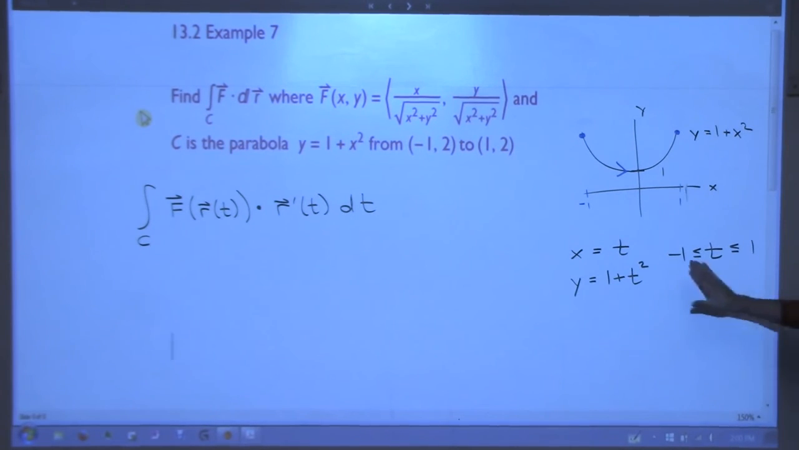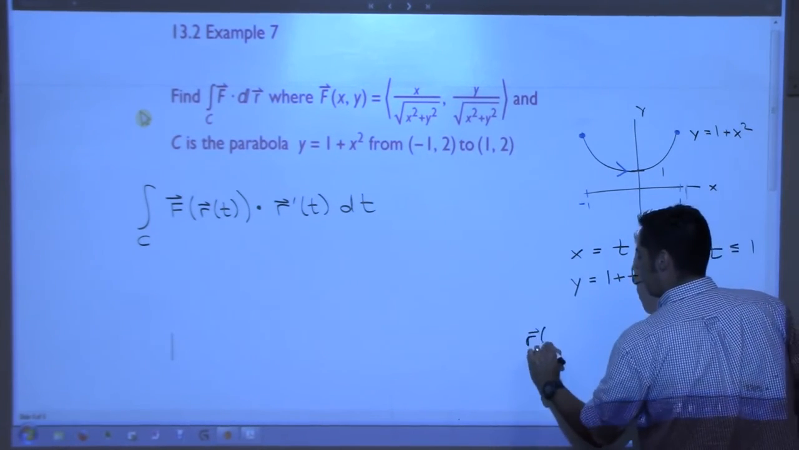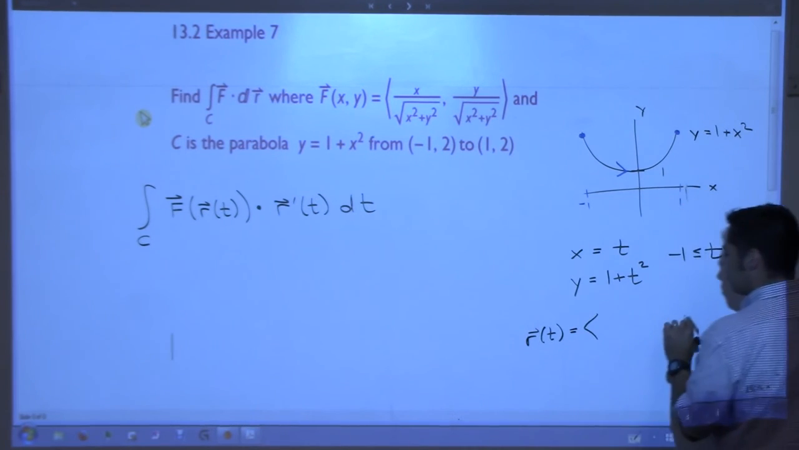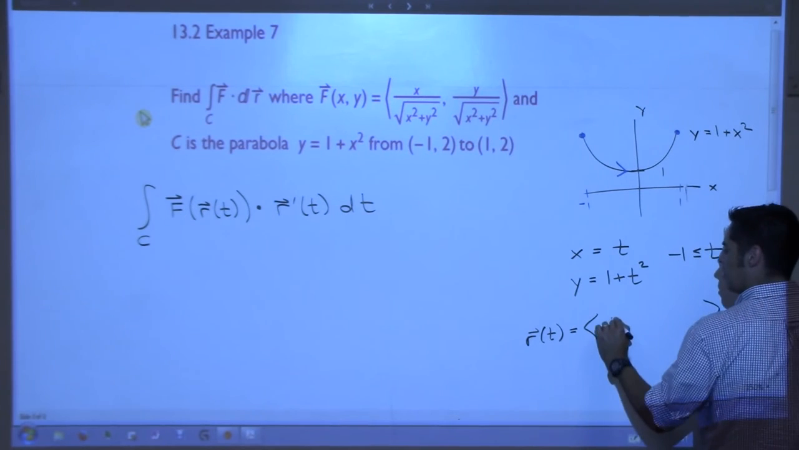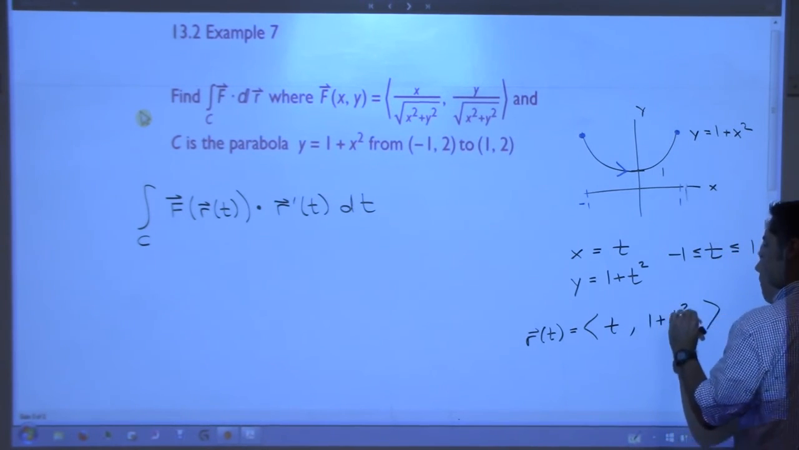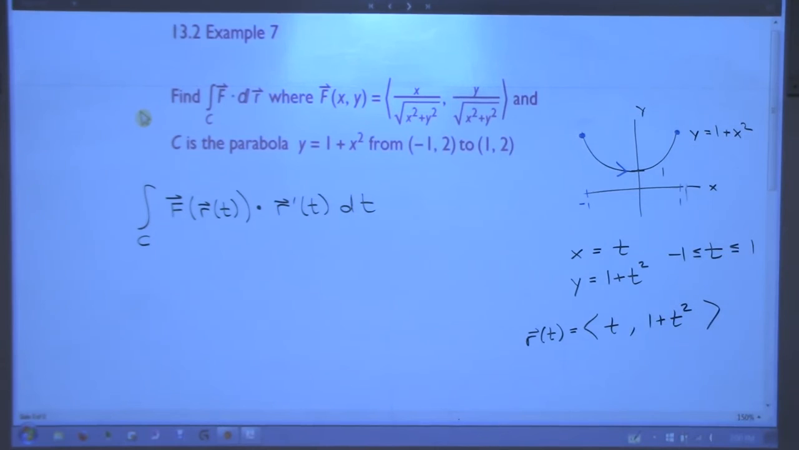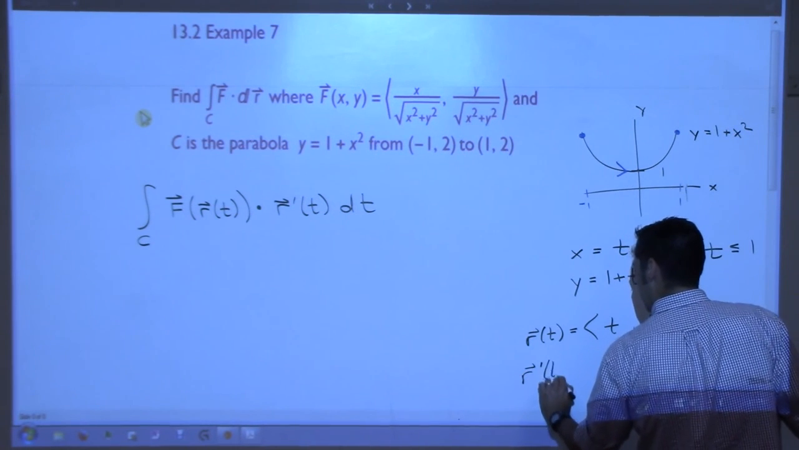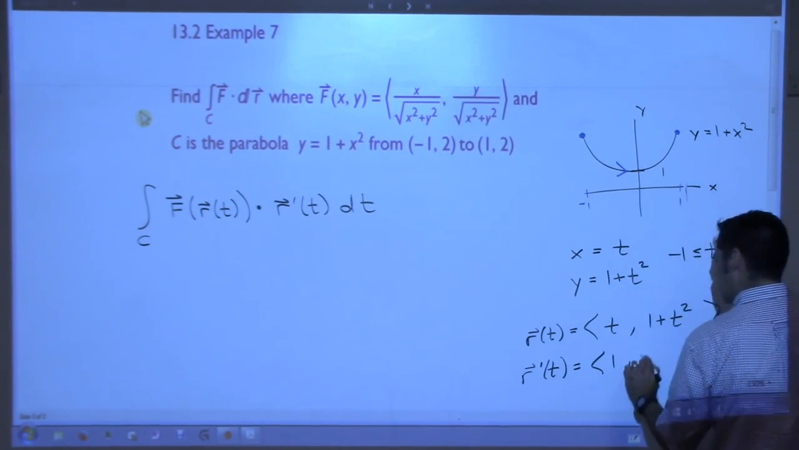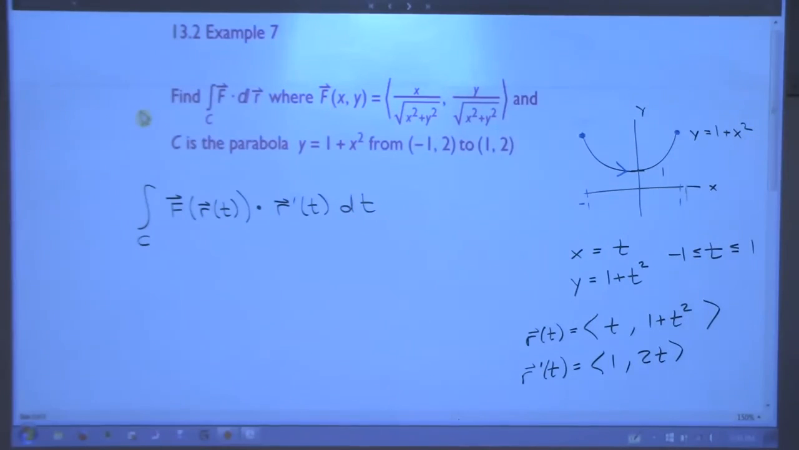Now, that's it as parametric. To write it in vector form, all we do is just throw those equations into here. So t, 1 plus t squared. We're going to need the derivative, aren't we? Now that we're kind of getting an idea of what we're going to have to do, I need the derivative, so let's go ahead and grab that while I'm here. This is 1 plus 2t. I think I have everything I need.